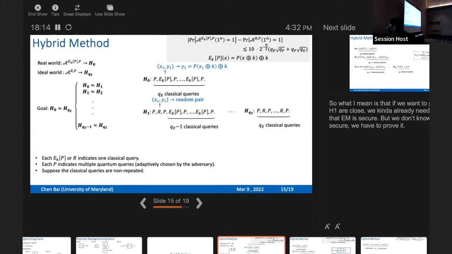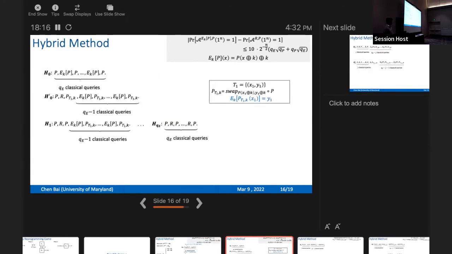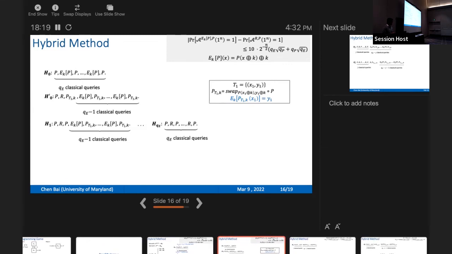To overcome this problem, we added one more intermediate hybrid, which is H0 prime. In H0 prime, the first classical query is still answered by R, but all the other quantum queries are answered by P_{x1,y1,k} instead of P. As shown on the right-hand side, P_{x1,y1,k} is just a reprogrammed version of P, where the output of x1 XOR k is reprogrammed to y1 XOR k.